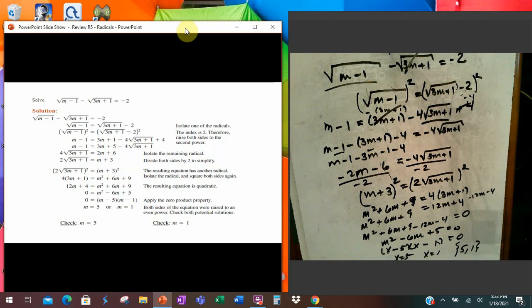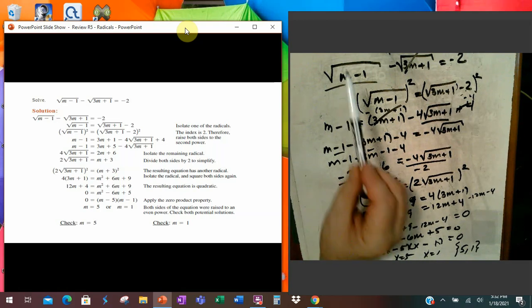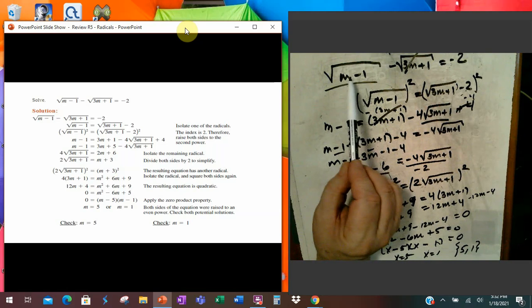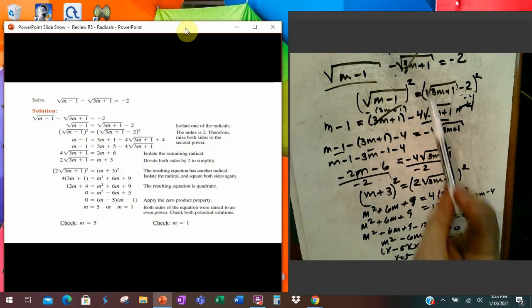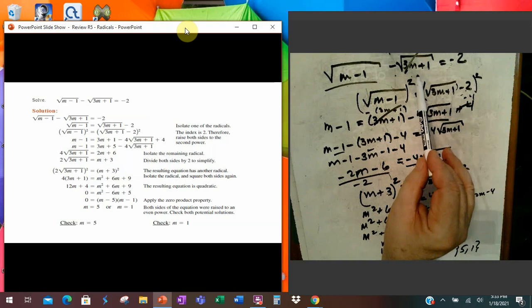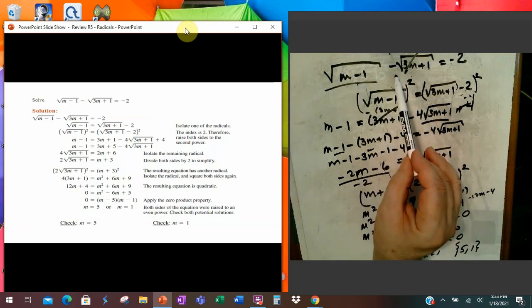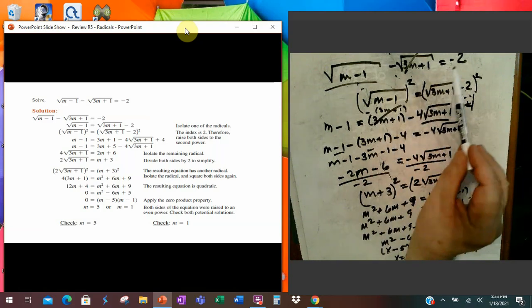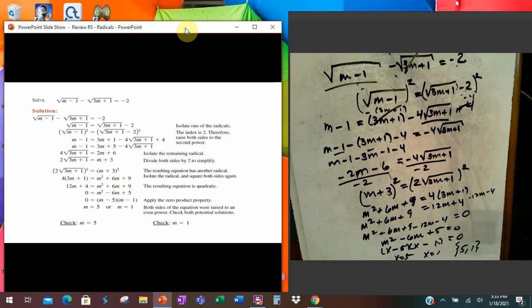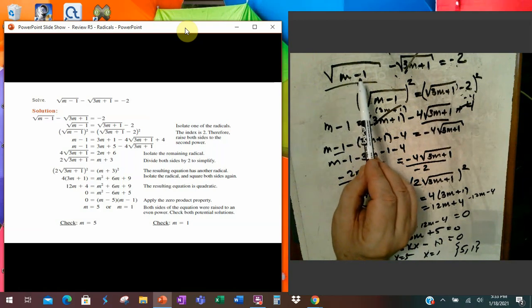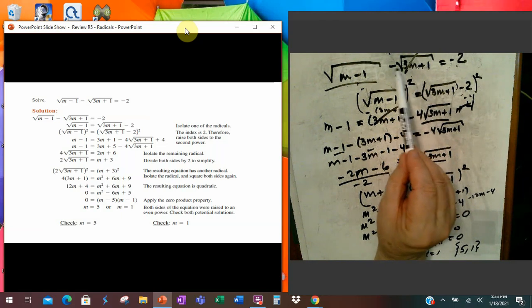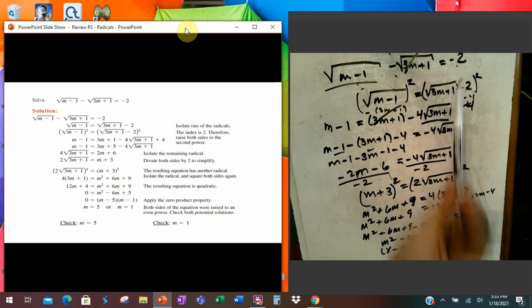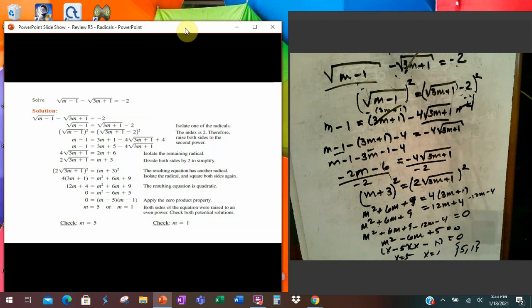I would have to go all the way back up. 5 minus 1, that's 4, minus the square root of 15 plus 1 is 16. So that's 4 minus the square root of 16, which is 4. 4 minus 4... So the result is negative 2. And then the 1, this would be 0 minus the square root of 3 times 1, 3 plus 1 is 4. That would be negative 2 is equal to negative 2. So both of those would check.